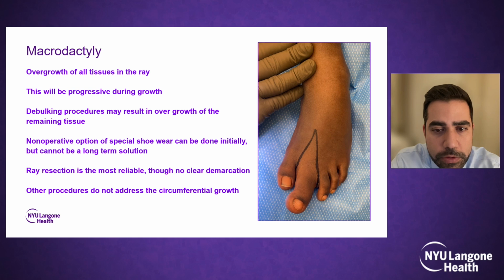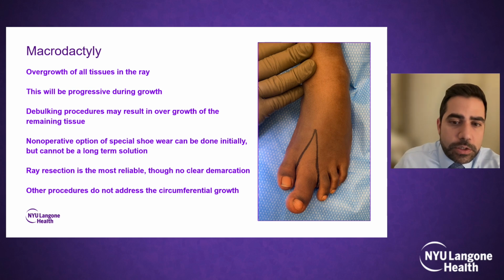However, the remaining tissue will continue to overgrow, and it's unrealistic to expect non-operative management to work in the long term in these patients. So there are options such as epiphysiodesis, but that only stops longitudinal growth, but not circumferential growth. And so ray resection tends to be the most reliable.